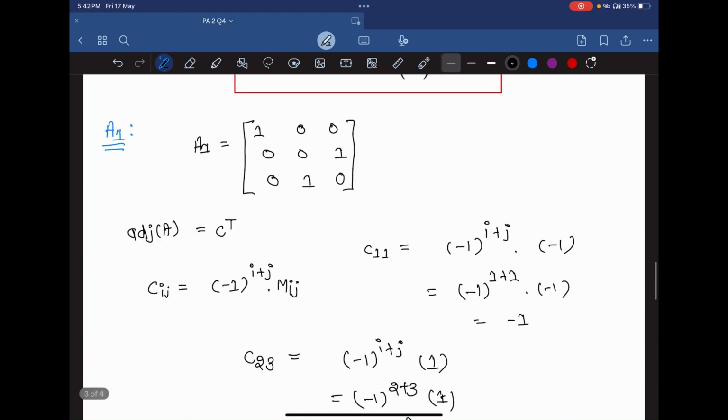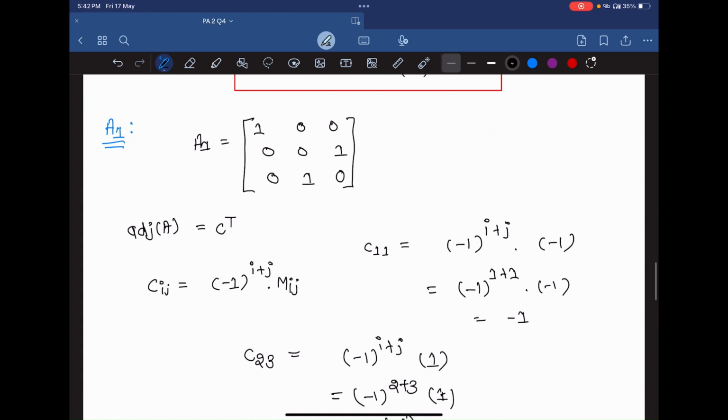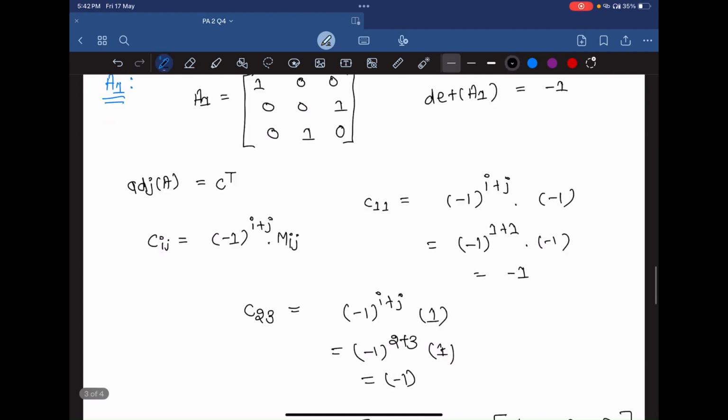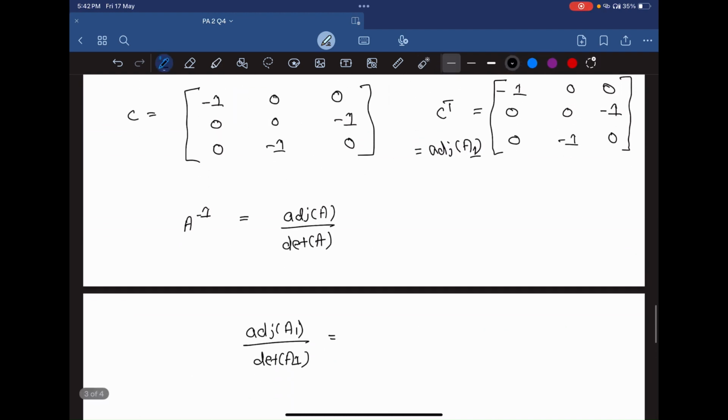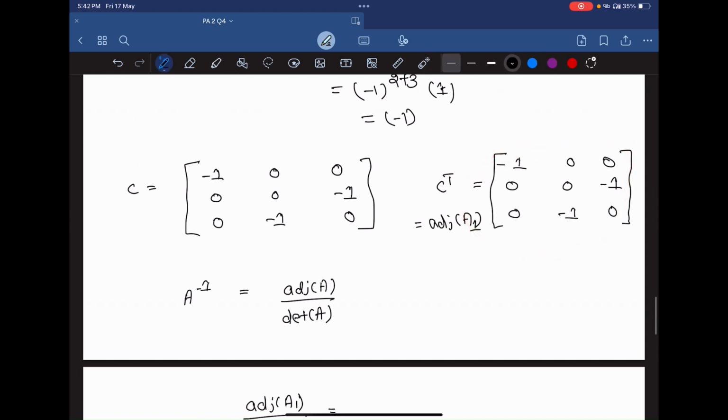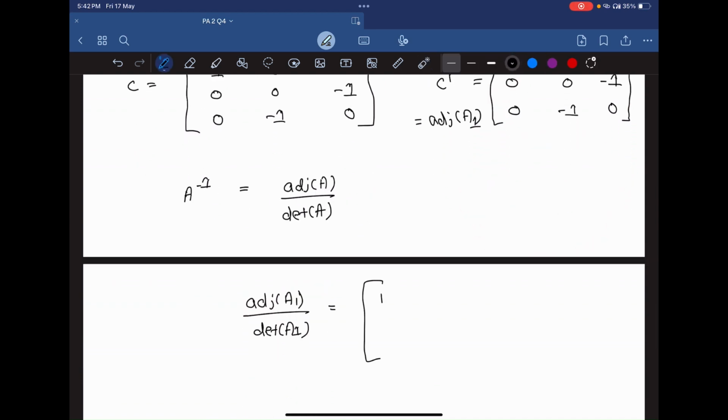Our adjoint matrix was this. We have to calculate the determinant for matrix A1 also. If we quickly calculate it, calculating the determinant along this row, it would be negative 1. So we just have to divide this matrix by negative 1. The matrix we get would be 1, 0, 0, 0, 0, 1, 0, 1, 0. So this would be the matrix that is the inverse of our matrix A1.